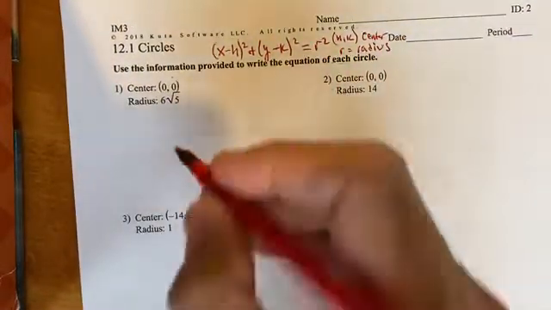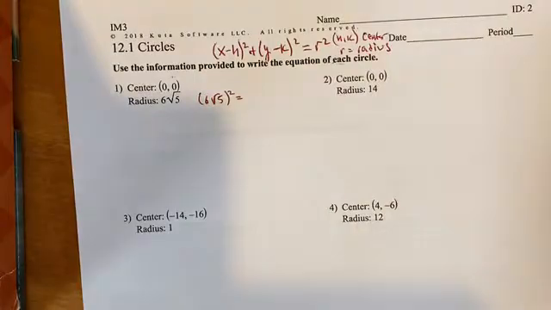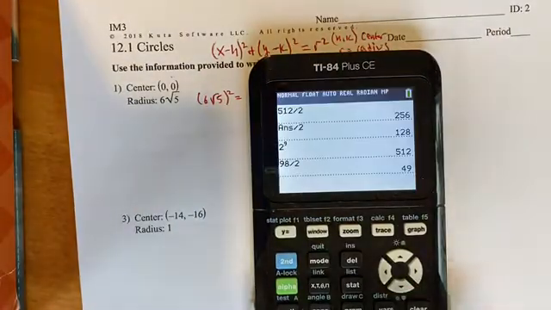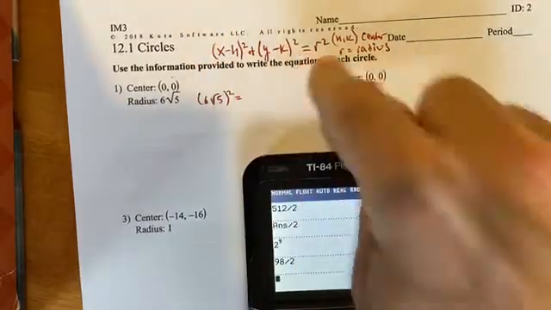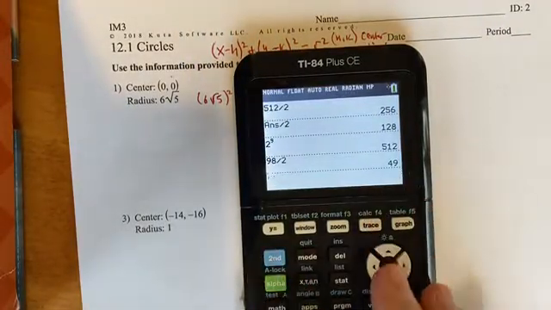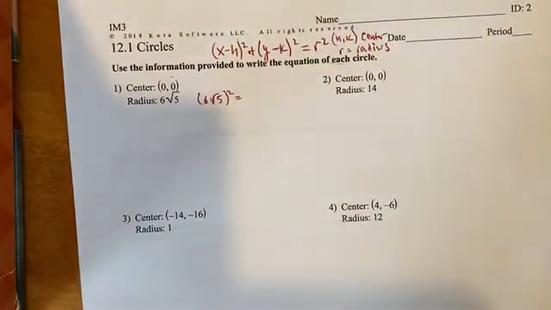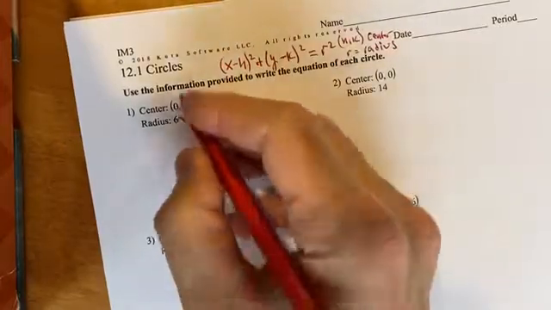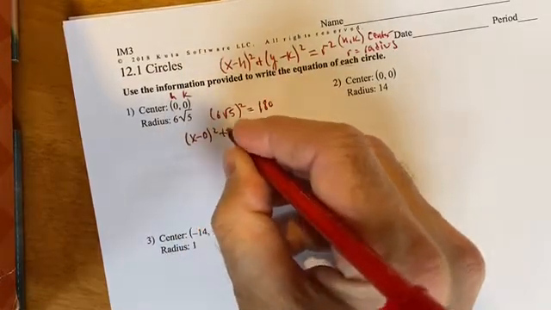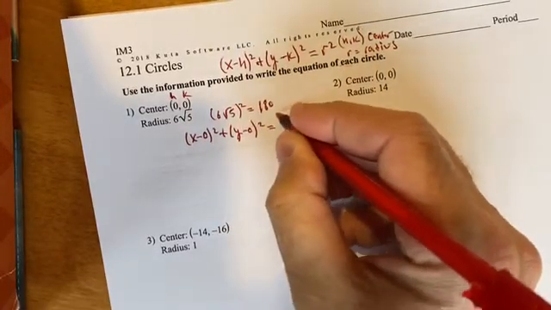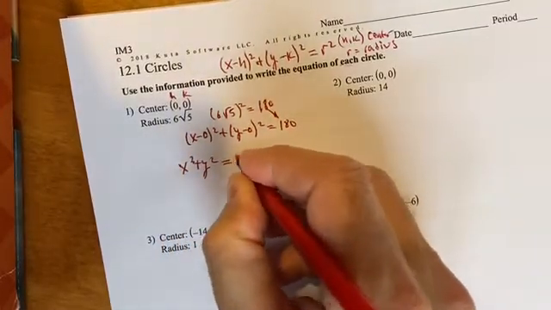So whatever the radius is, you have to square it. So 6 times the square root of 5, squared, whatever that number is, that will give you the radius squared. So that'll be the number that this part equals. To find that, 6 times the square root of 5, that's a 2, squared, that's 180. So when we plug these in, we know h is 0 and k is 0. So it goes (x minus 0) squared plus (y minus 0) squared equals 180. Or more simply, x squared plus y squared equals 180.